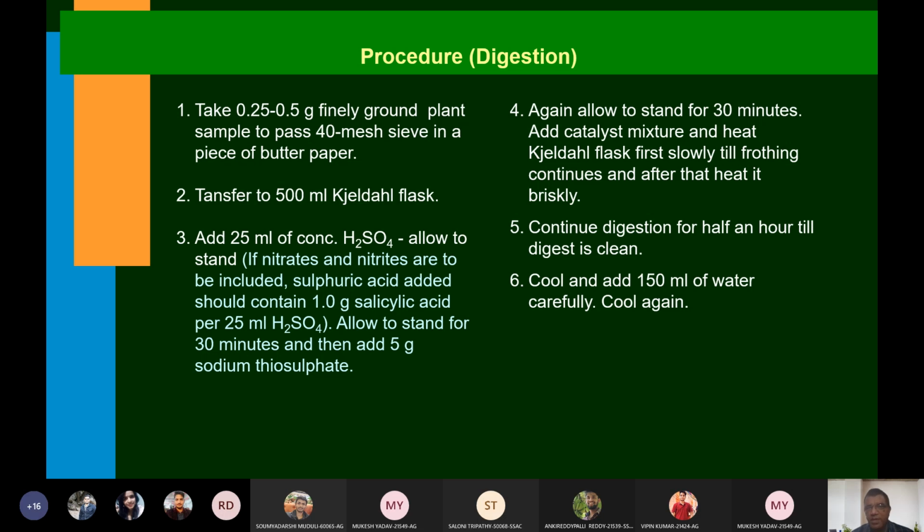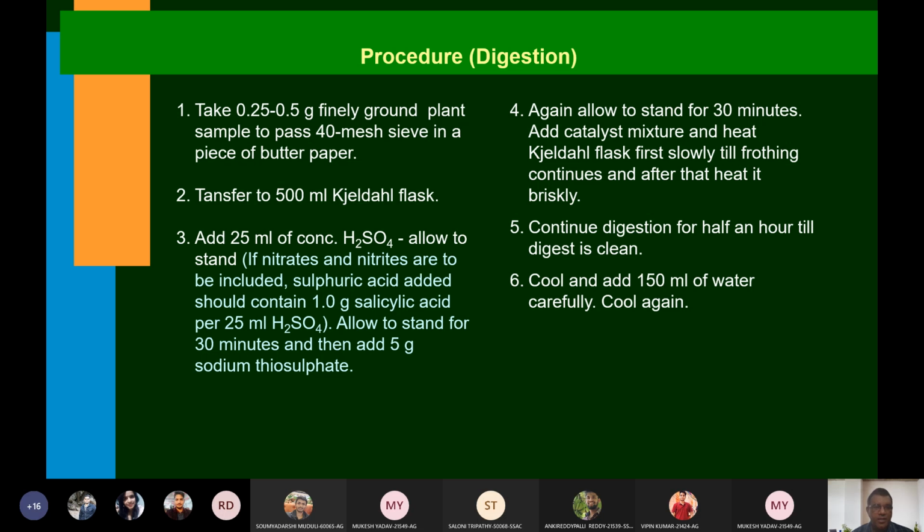So you do the weighing on the electronic balance. An electronic balance gives you a more accurate weight, and then transfer it to a 500 ml Kjeldahl flask with the wrapper also, because the wrapper, this butter paper, does not have anything. So butter paper plus your finely ground plant sample, you put it into the Kjeldahl flask. Now add 25 ml of concentrated sulfuric acid. Next is allow to stand. Just wait because it will also release some heat. So just let things cool down.